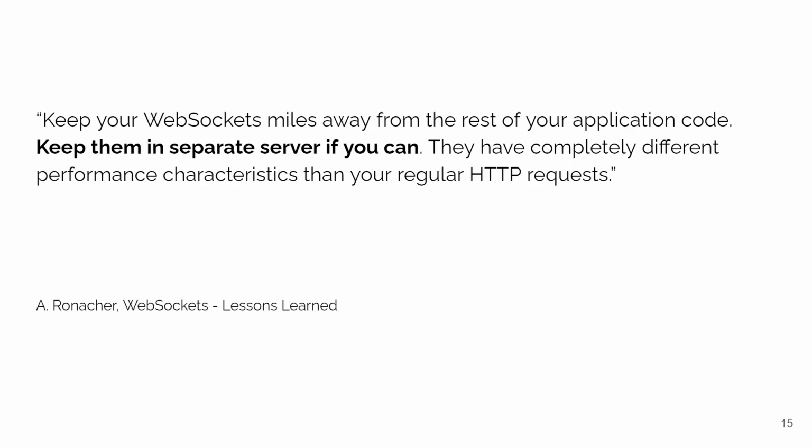This is the same idea, a bit more forcefully said by the creator of the Flask framework. Keep your WebSockets miles away from the rest of your application code. Keep them in a separate server if you can. They have completely different performance characteristics than your regular HTTP request. So this is basically the idea of separation of concerns. You have two different pieces of functionality. They do something different. Keep them in a separate place. More generally, this idea plays well in a microservices architecture, where each component can scale independently according to its needs.